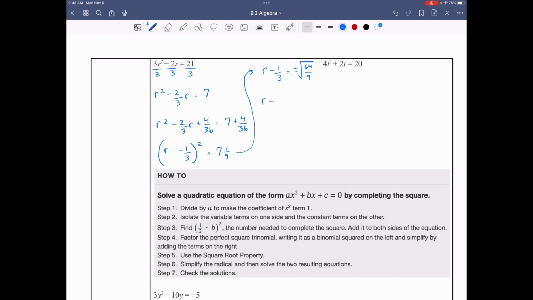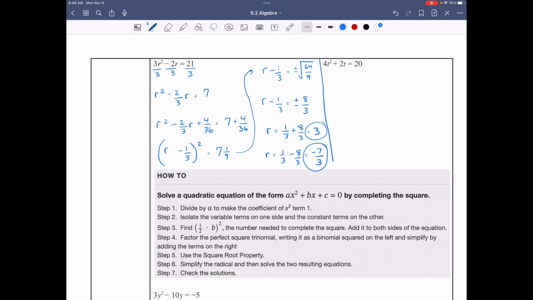So we have r minus 1/3 is equal to plus or minus 8/3. So we add 1/3 to both sides. r is equal to 1/3 plus 8/3, which is equal to 9/3, which is just 3. And then r is equal to 1/3 minus 8/3, which is equal to negative 7/3. Those are our two solutions.